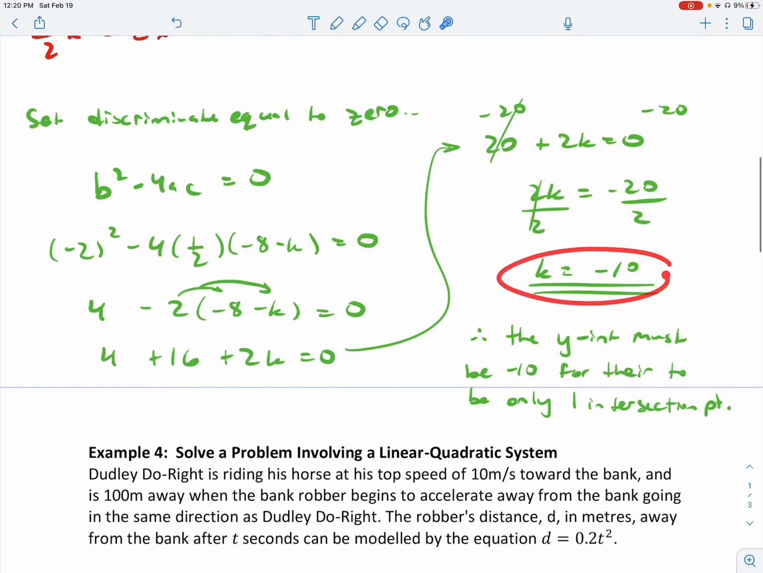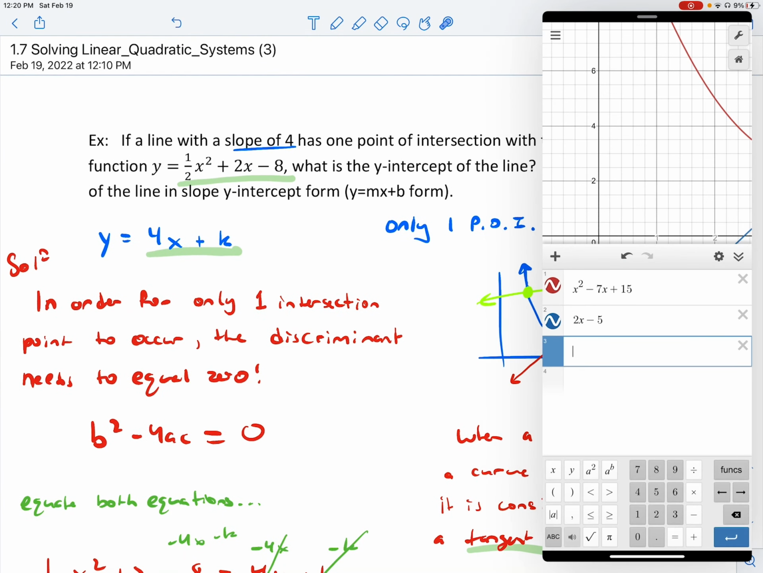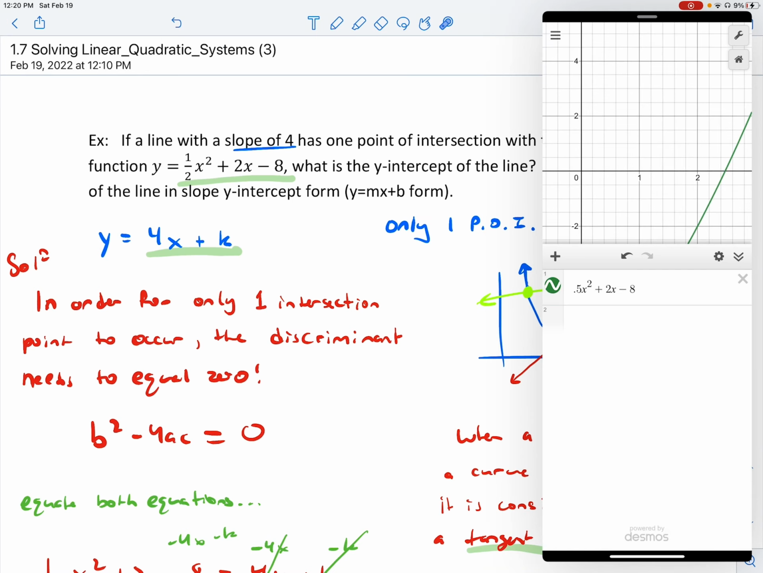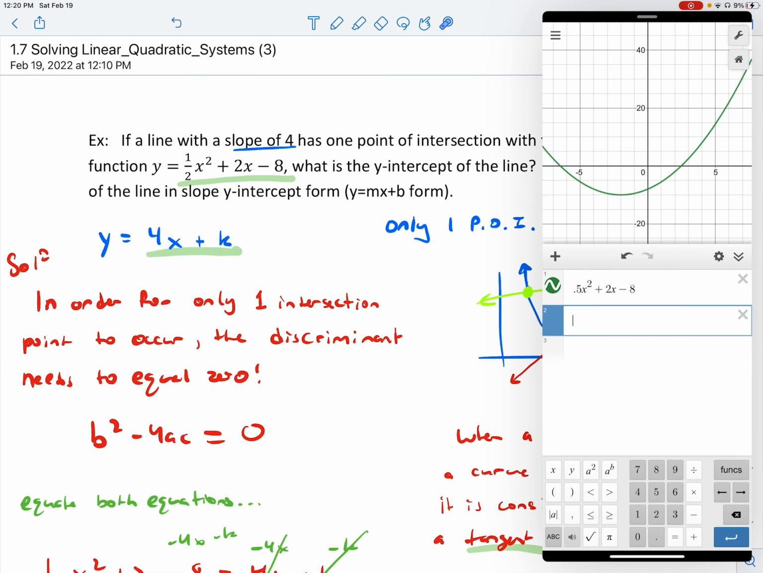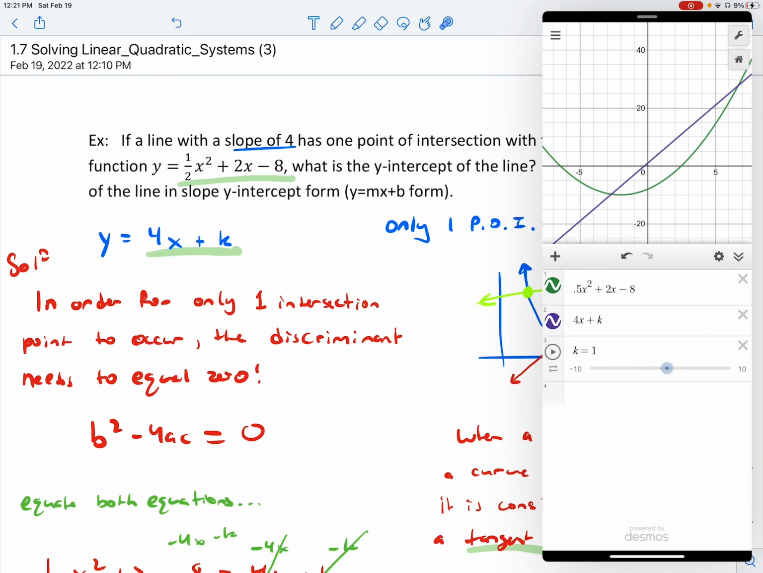So let's go ahead and check this solution. I'm going to go up here and use Desmos. We'll plug in the quadratic. We have a half x squared plus 2x minus 8. Let's get that in the picture. And now we're going to put in our line. It was 4x plus k. So I know we calculated k, but we'll do that in a second. I'm just going to put k here, and we'll say add slider.